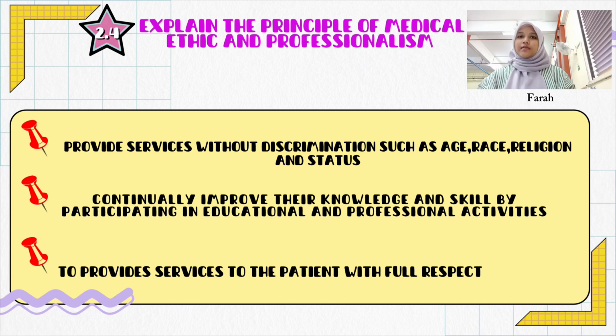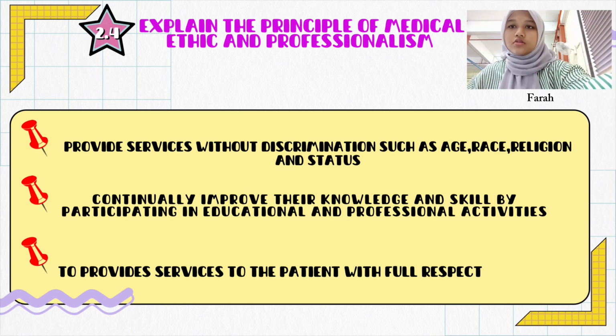Today, I would like to present about medical ethics and professionalism. Medical ethics refer to a set of moral principles and guidelines that healthcare professionals follow in their practice to ensure that they provide the best possible care to the patients while respecting their rights, dignity and well-being.